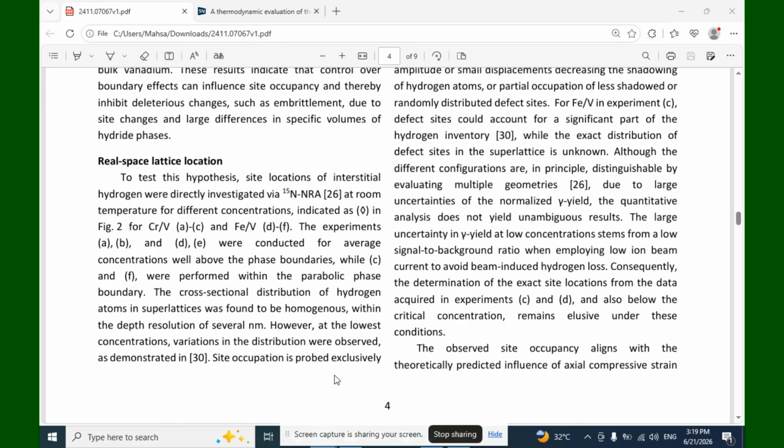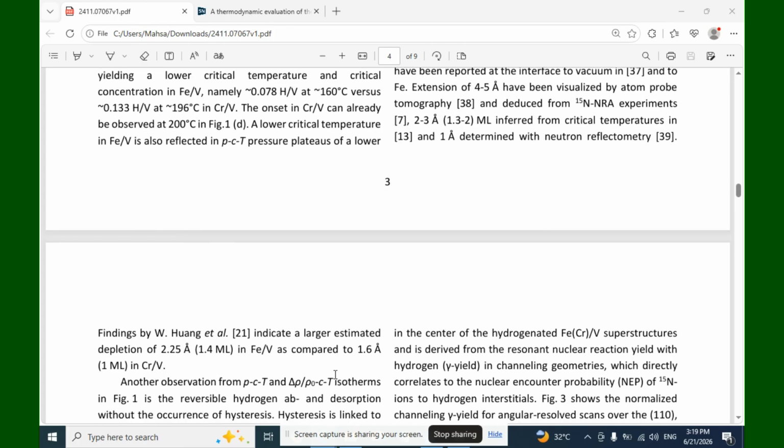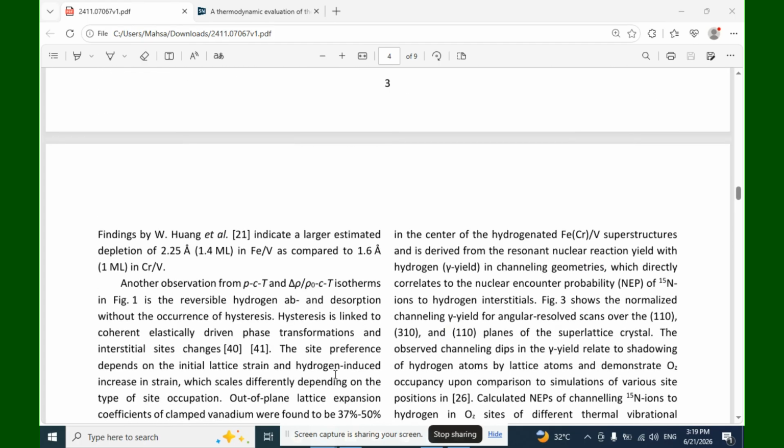Site occupation is probed exclusively in the center of the hydrogenated Fe-V superstructures and is derived from the resonant nuclear reaction yield with hydrogen in channeling geometries, which directly correlates to the nuclear reaction probability of N ions to hydrogen interstitials. Figure 3 shows the normalized channeling yields for the angular scans over the 110, 310 and 110 planes of the superlattice crystal.